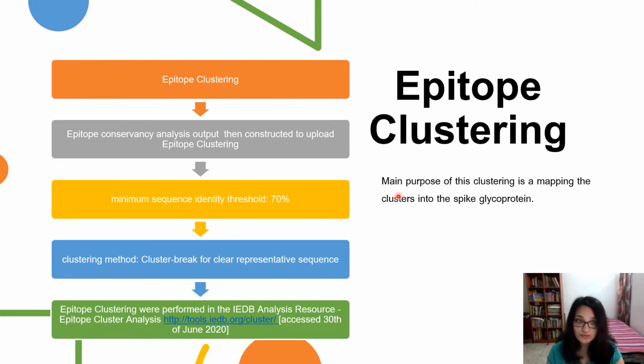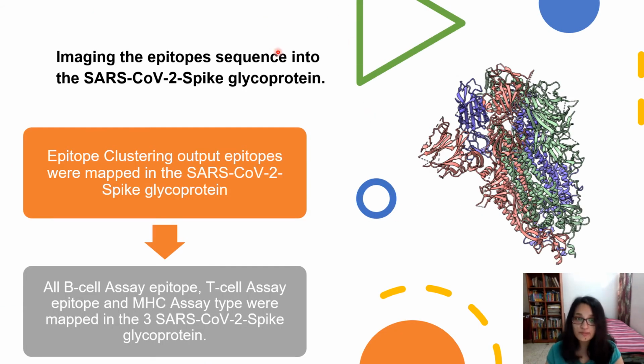This step is the epitope clustering. Here, the output that we obtained in the previous step was filtered to obtain epitope sequences with a minimum sequence identity threshold of 70%. This was performed using the IEDB epitope cluster analysis resource, which is a tool that groups the clusters based on sequence identity. Here it was 70%, as I mentioned. And lastly, we imaged the sequences of the epitopes onto the SARS-CoV spike glycoprotein, and all the epitopes were mapped into the 3 separate SARS-CoV spike glycoprotein modules.